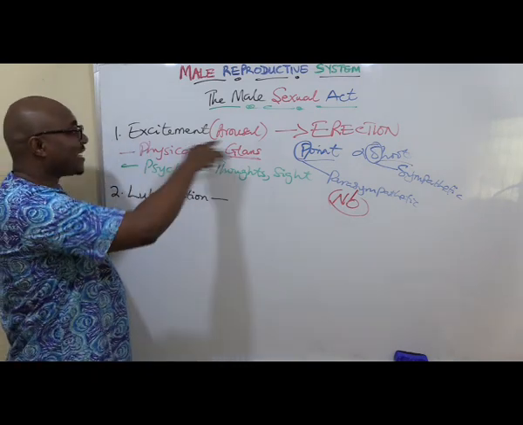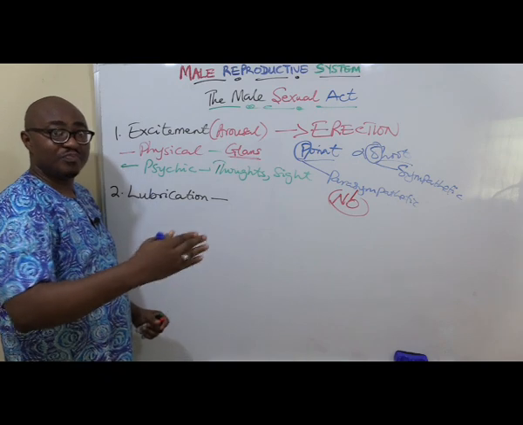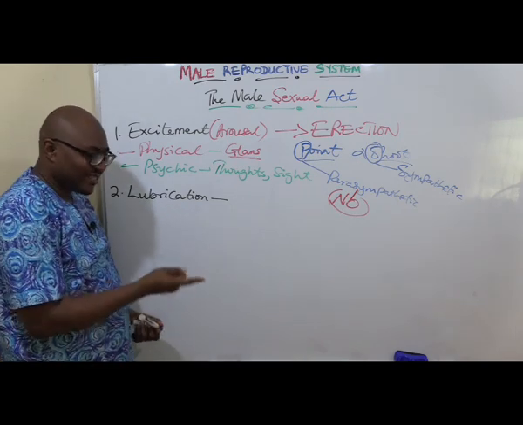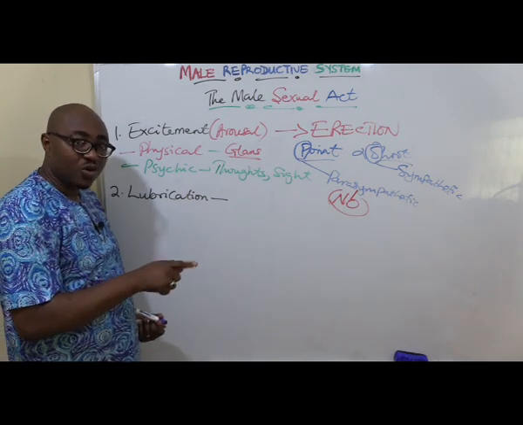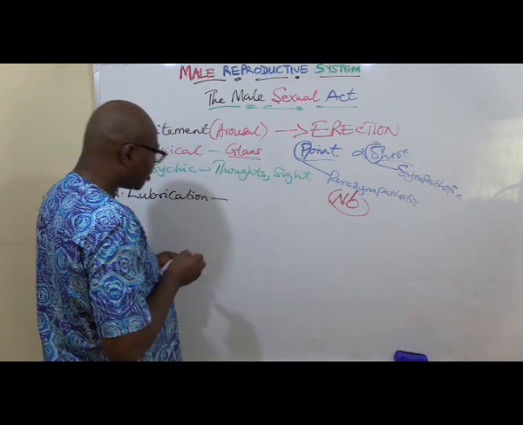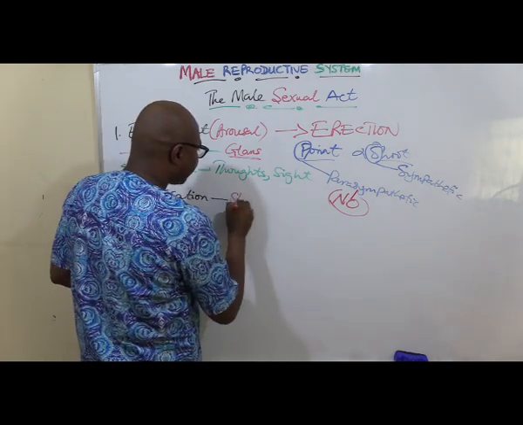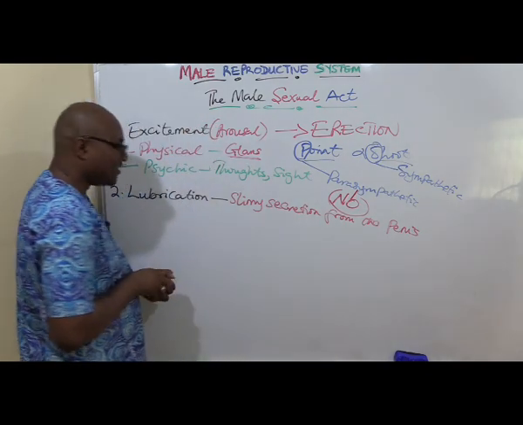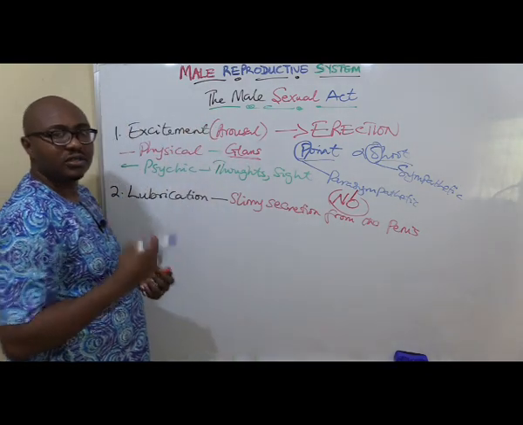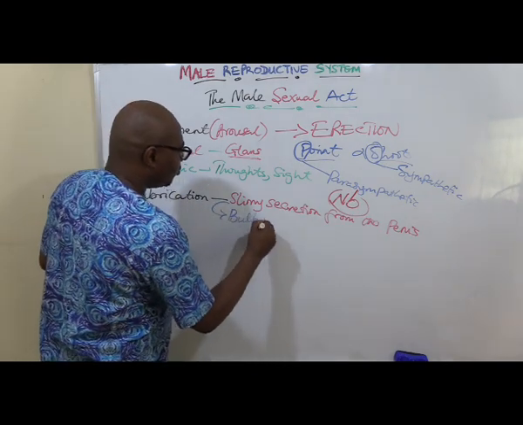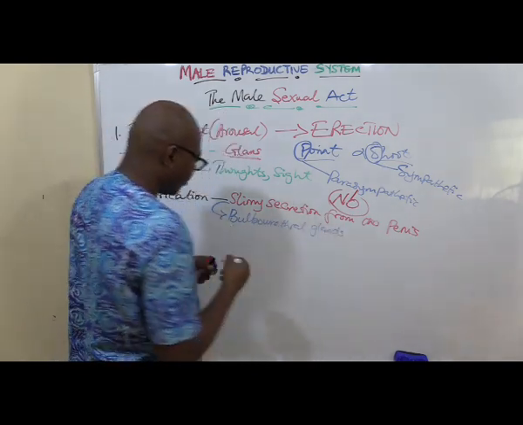After this excitement, arousal has happened for some minutes, very strong arousal, you begin to see that lubrication coming out. So the lubrication is actually a slimy secretion, and that slimy secretion is the result of secretion from the bulbourethral gland. They're the ones that do that.